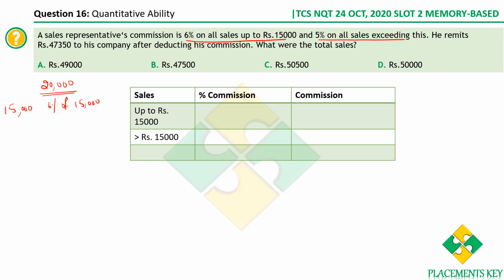1% is how much? It is 150. So 6% will be how much? It is 900. So therefore, till 15,000, the sales commission will be 6% of 15,000, that is 900.